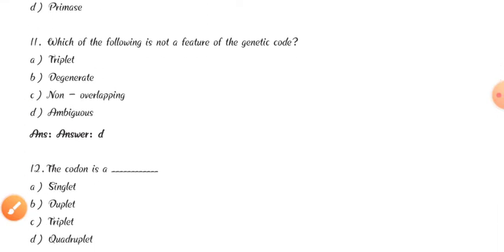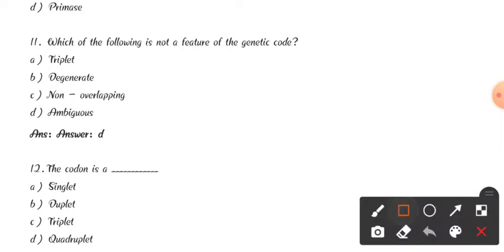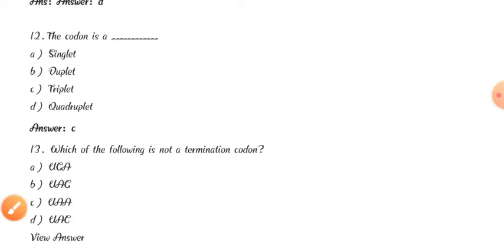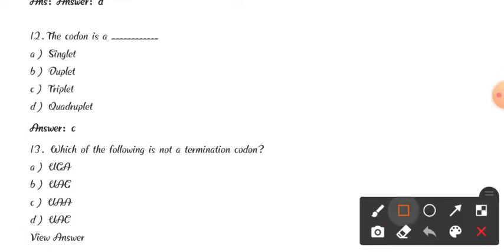Now question number 11, which of the following is not a feature of the genetic code? So option D, that is ambiguous. Ambiguous is not a feature of the genetic code. Triplet, degenerate and non-overlapping are features of the genetic code, but ambiguous is not a feature of the genetic code. Now next question, a codon is a, option C, triplet, should be the correct answer. Okay, a codon is a triplet.